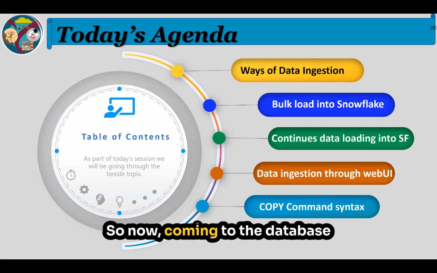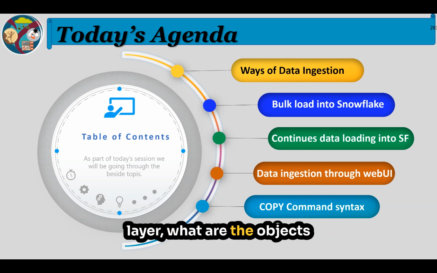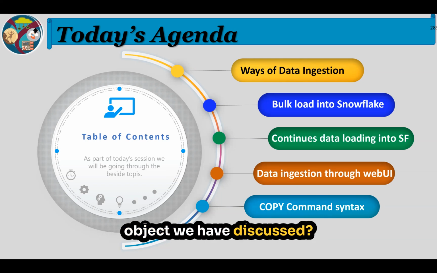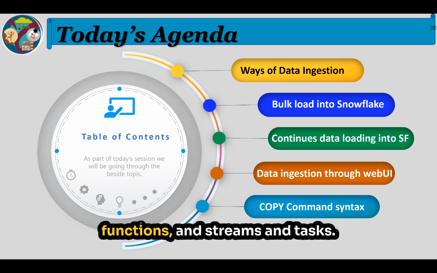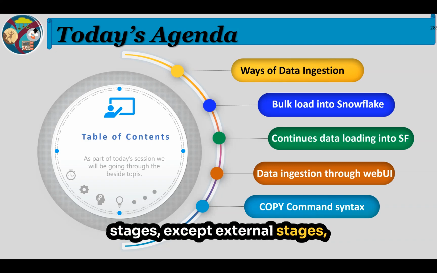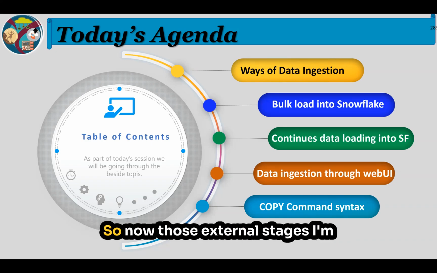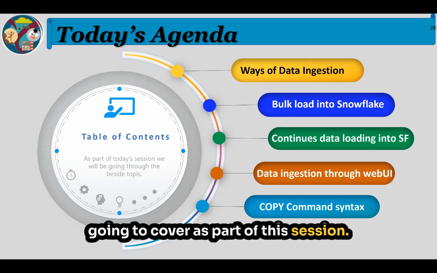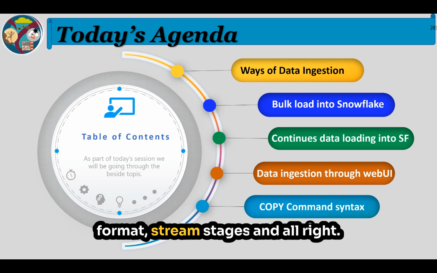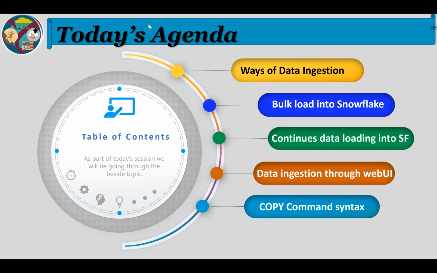Now coming to the database layer, what objects are we going to store, and what is the significance of each object, we have discussed. There are tables, views, stored procedures, functions, and streams and tasks. We have discussed internal stages; except external stages, everything we have discussed. So those external stages I'm going to cover as part of this session. But ideally, we know about the file format, streams, stages and all, right?